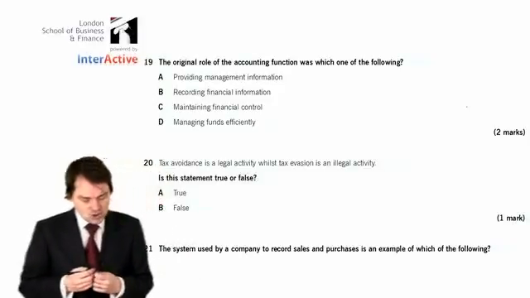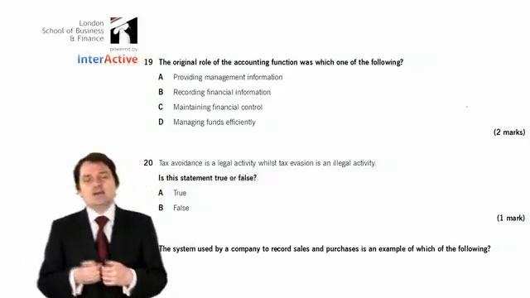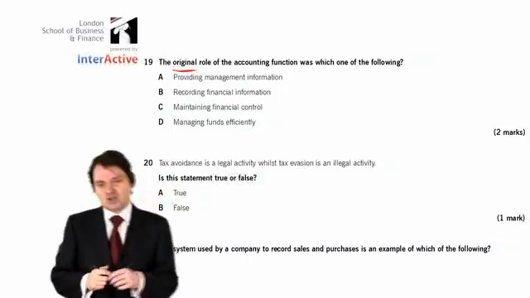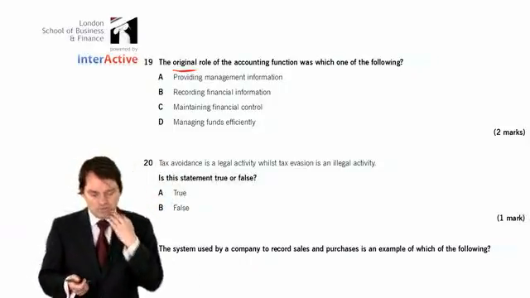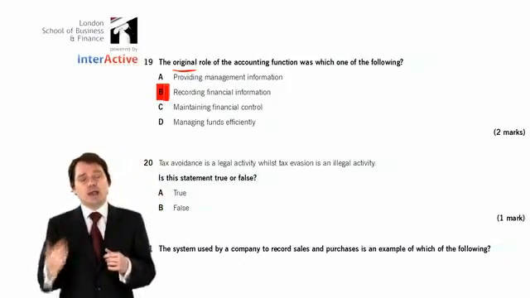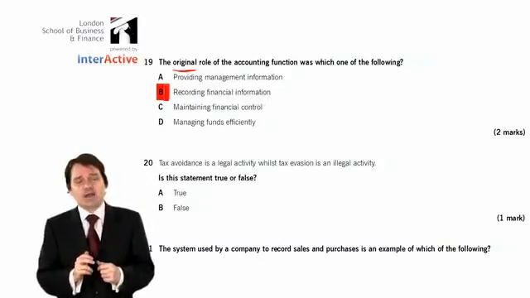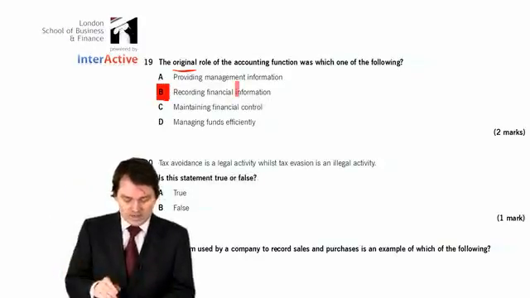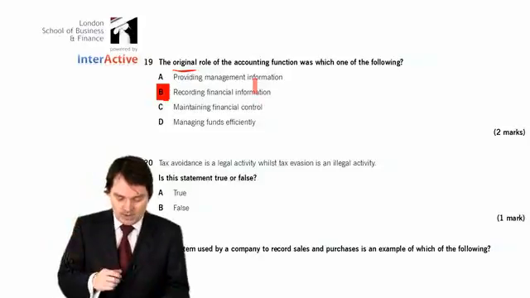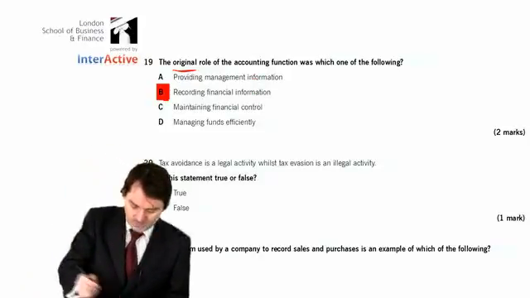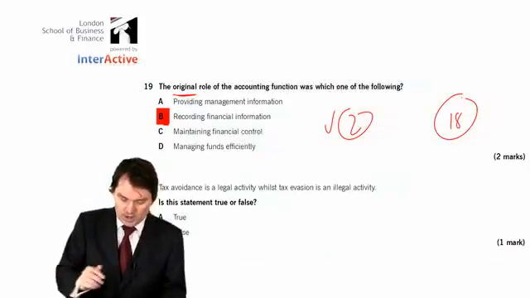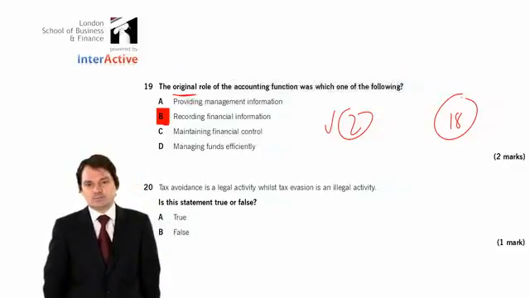19. The original role of the accounting function. Well, again, straightforward knowledge. Hopefully one of these will jump out at us. It says the original role. So the original role of financial accounting was simply recording financial information. It was about knowing who owed us money and who we owed money to. More recent things will be management information, financial control and managing funds efficiently, but the initial aspect was simply knowing who you owe the money to. So that one, again, I would suggest to you, is pretty straightforward. I'm now up to 18 marks that I'm pretty certain about.